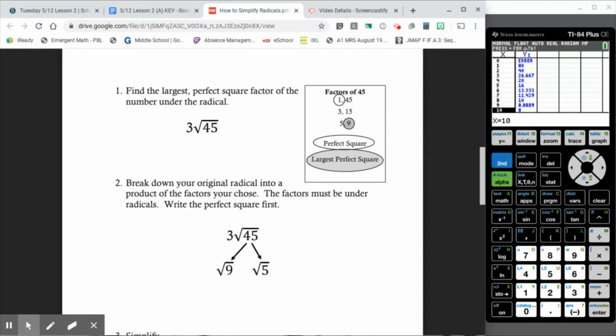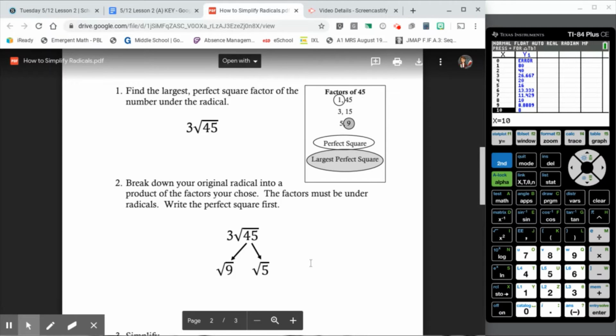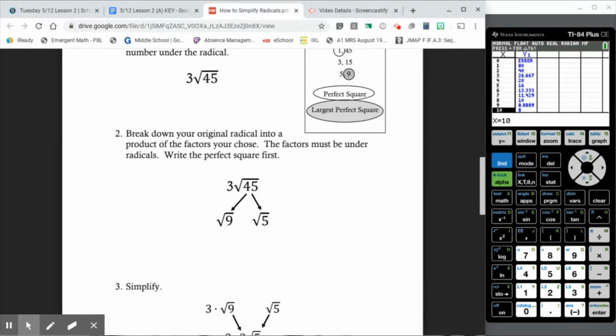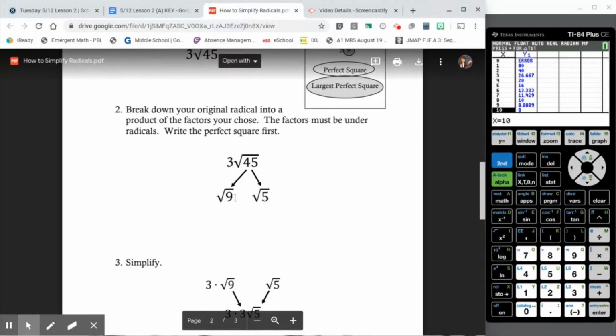It says find the largest perfect square factor of the number under the radical, which we can do. And we have to find factors of 45. Again, you can use your calculator if you need to, but these are our factors lined out on the right. The largest perfect square is 9. So we break down your original radical into a product of the factors you chose. The factors must be under the radicals. Write the perfect square first. So we have 9 and 5.